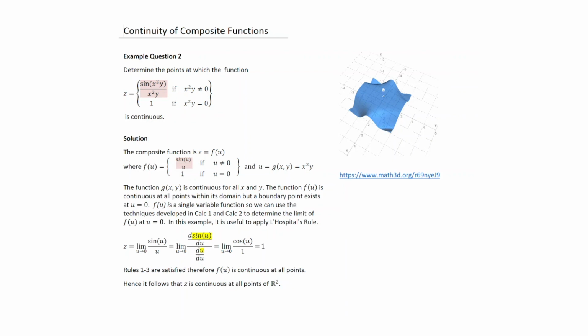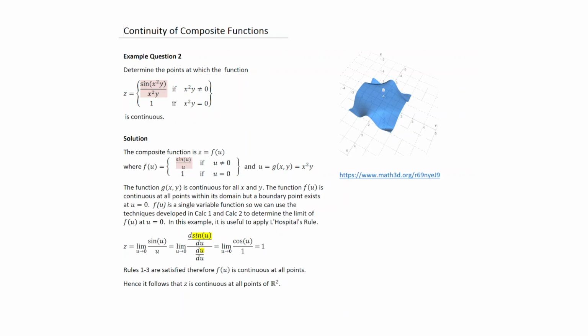f of u now becomes, or z, f of u is equal to sine u over u if u is not equal to 0, and it's 1 if u equals 0. And u equals g of xy equals x squared y. So we know the function g of xy is continuous for all x and y. It's a polynomial function, so that's one thing we now know. And the function f of u is continuous at all points within its domain, but a boundary point exists at u equals 0. All right, now that we're dealing with only a single variable function, you can use all of the techniques that you developed in first year Calc and Calc 2 classes to determine if the limit exists.